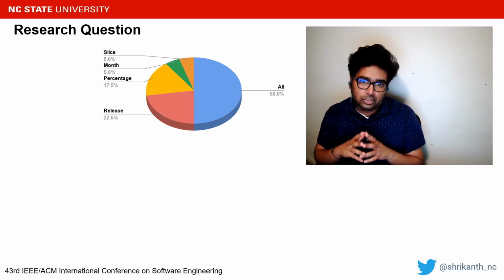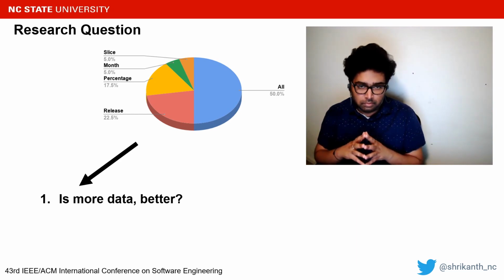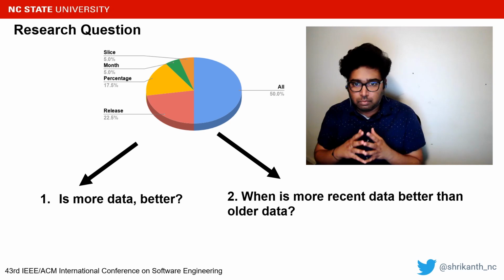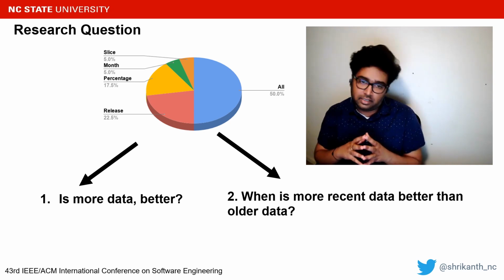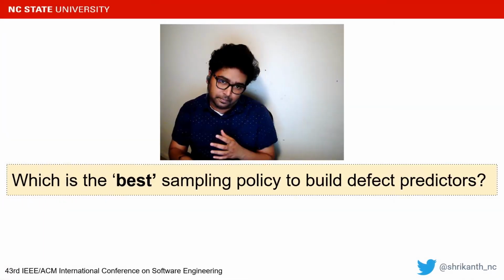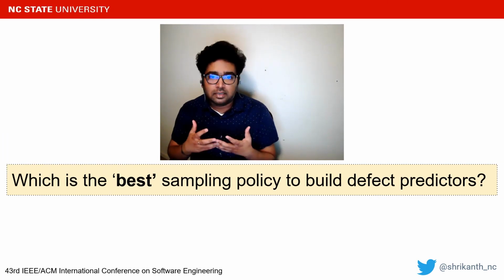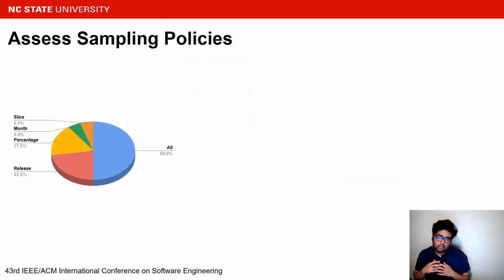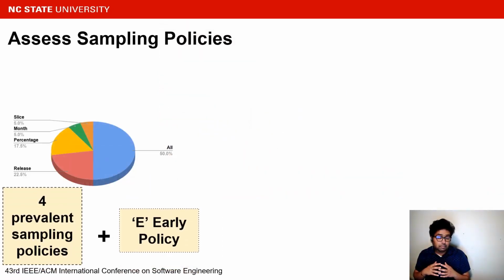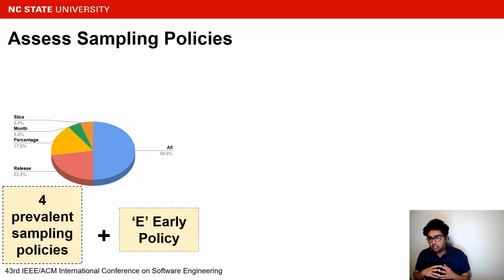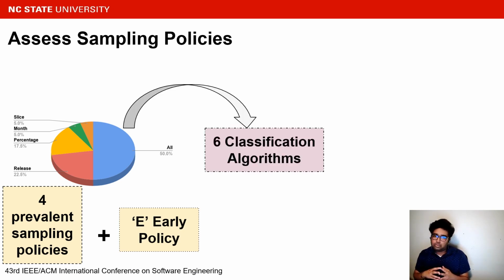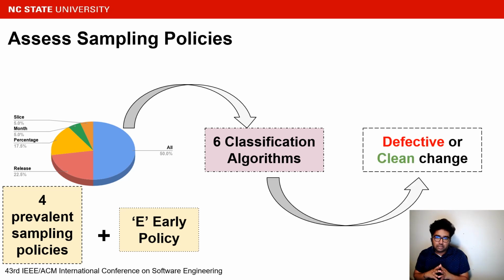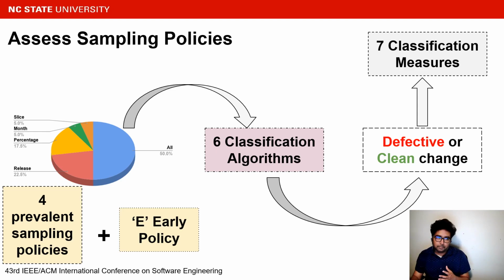We explored two issues for defect prediction. Is more data better? When is more recent data better than older data? In other words, is there one best sampling policy to build defect predictors? To answer the two research questions, this study compares 5 sampling policies using 6 classifiers in numerous open source projects. We used 7 performance measures to gauge each sampling policy.